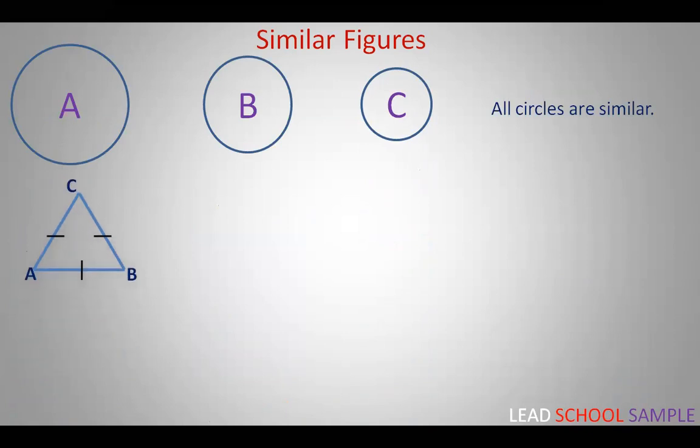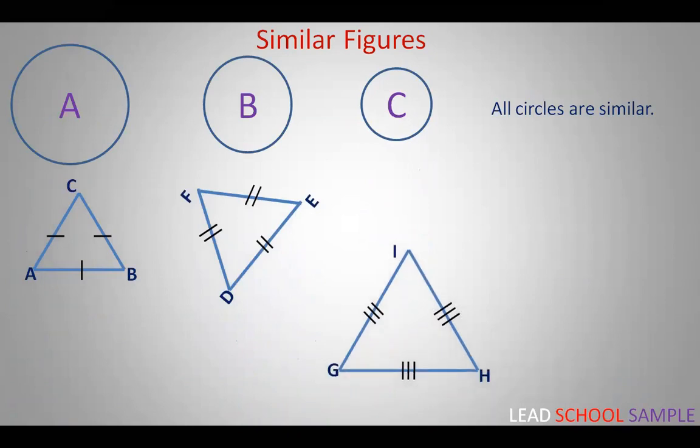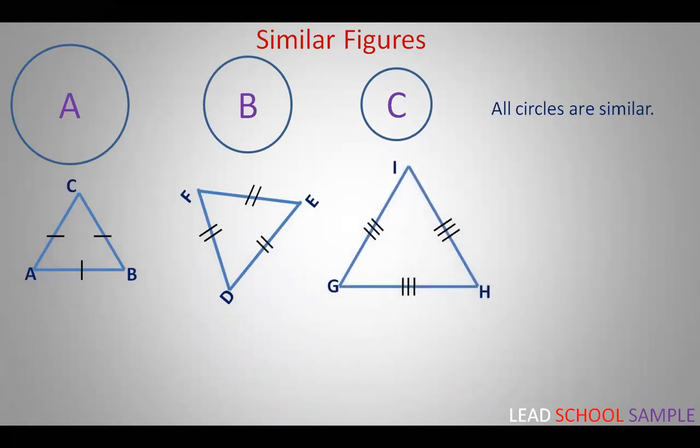Now we'll take triangle ABC in which all sides are equal, triangle DEF in which all sides are equal, and triangle GHI in which all sides are equal. All sides equal means an equilateral triangle. In an equilateral triangle, each angle will measure 60 degrees. So all corresponding angles will be equal. You see, corresponding sides may not be equal and their orientation may be different, but they have the same shape.